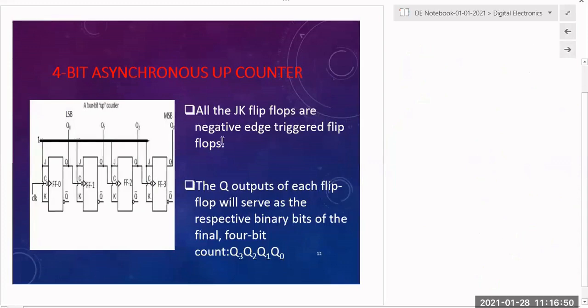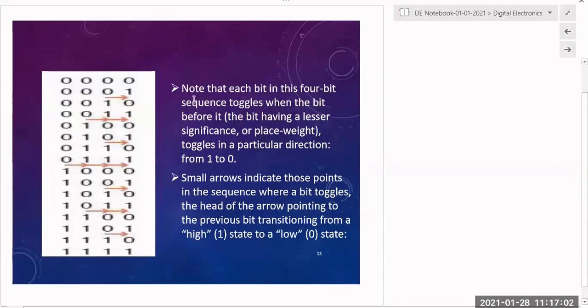So all the flip flops are negative edge triggered flip flops. The outputs of each flip flop will serve as the respective binary bits of the final 4 bit output, that is nothing but Q3, Q2, Q1, Q0. It will generate in this manner, 0 0 0 0. So what is the truth table for this? I take the clock, Q3, Q2, Q1, Q0. I explained this so that you can understand it, but you can write the truth table easily.